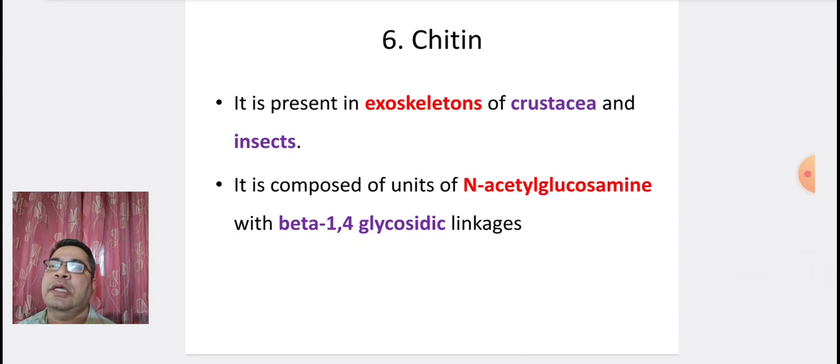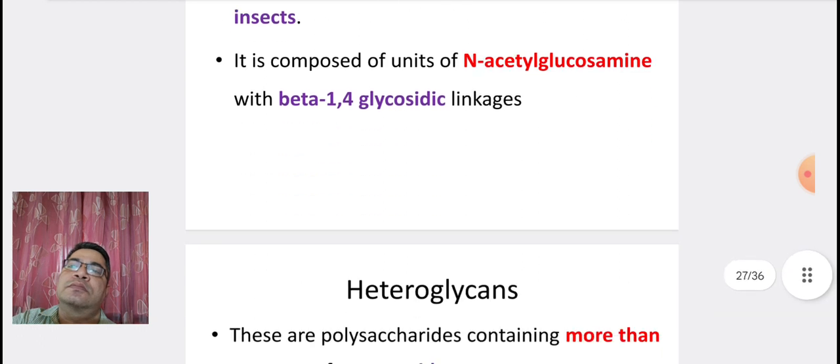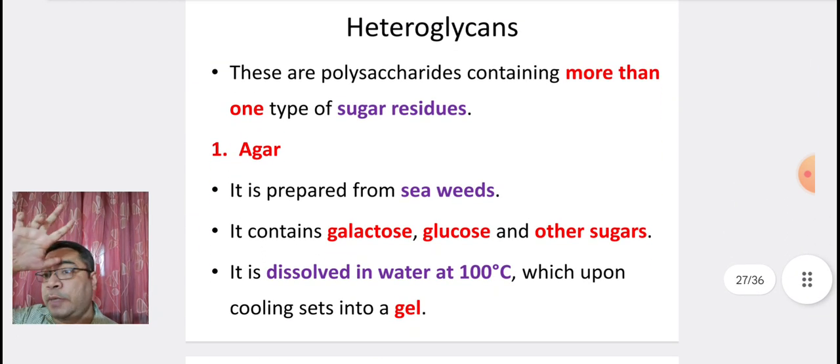Coming to the sixth polysaccharide, chitin. It is present in exoskeletons of crustaceans and insects. It is composed of N-acetyl glucosamine with a beta-1,4 glycosidic linkage. Coming to the heteroglycans, they are polysaccharides containing more than one type of sugar residue.